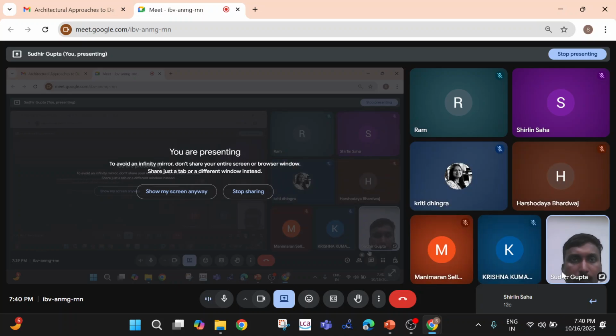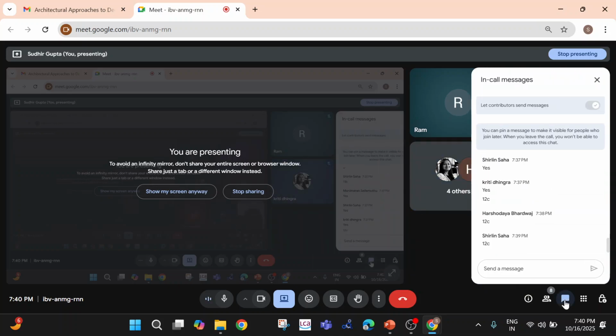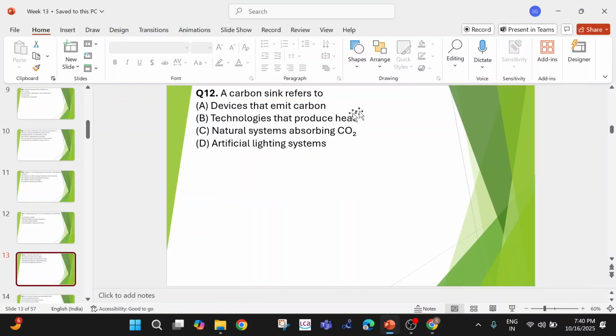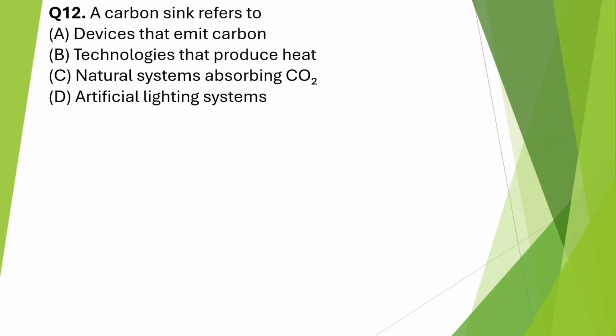and most of you have voted for option C. Yeah, option C is the correct answer for this question number 12. All of you are correct. That is natural systems absorbing CO2. Those are considered to be carbon sink.